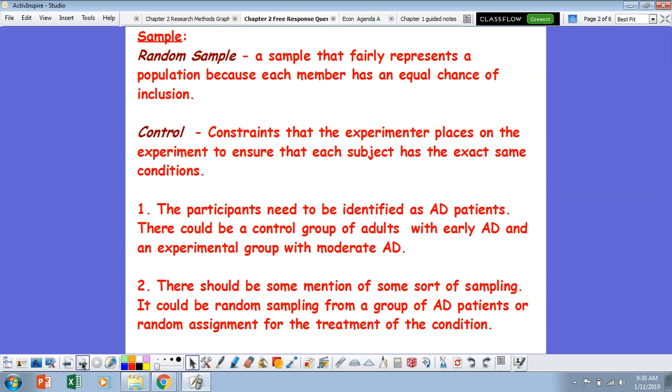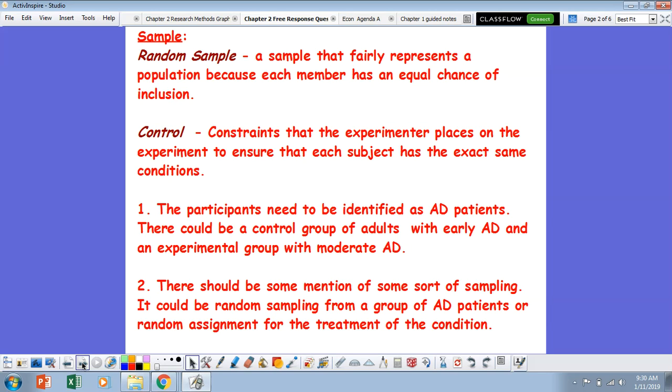An example here would be the random sample is a sample that fairly represents a population because each member has an equal chance of inclusion. Your controls, these are your constraints that the experimenter places on the experiment to ensure that each subject has an exact same chance of, basically having the same conditions.